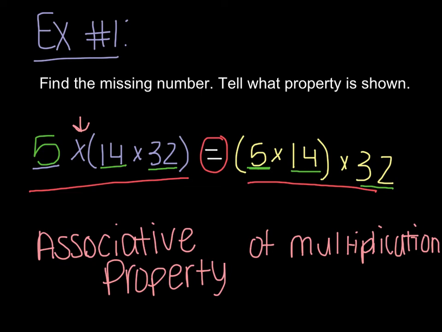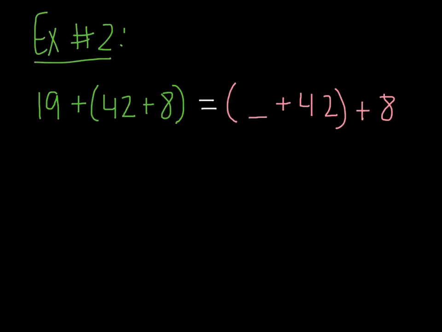So basically, if you do not see parentheses, it's the commutative property. If you do see parentheses, it's the associative property. And if you have a 0 or a 1 in there, it's the identity property. So you can think about it that way. You can even write that down if you think it'll help you. All right, on to example number 2.